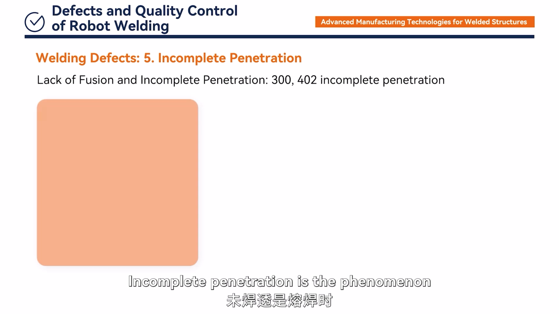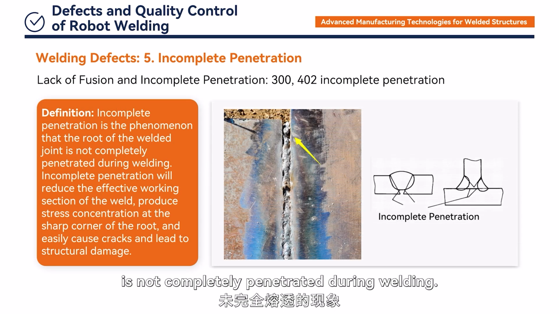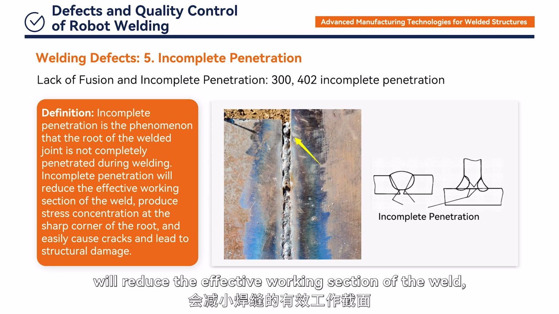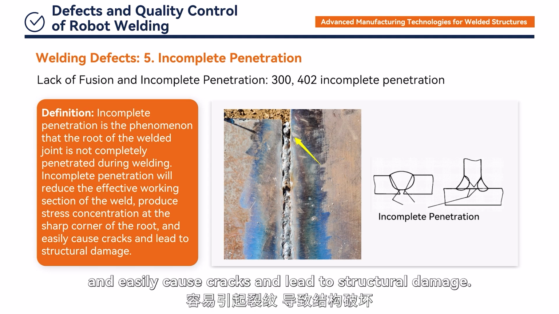Incomplete penetration is the phenomenon that the root of the welded joint is not completely penetrated during welding. Incomplete penetration will reduce the effective working section of the weld, produce stress concentration at the sharp corner of the root, and easily cause cracks and lead to structural damage.